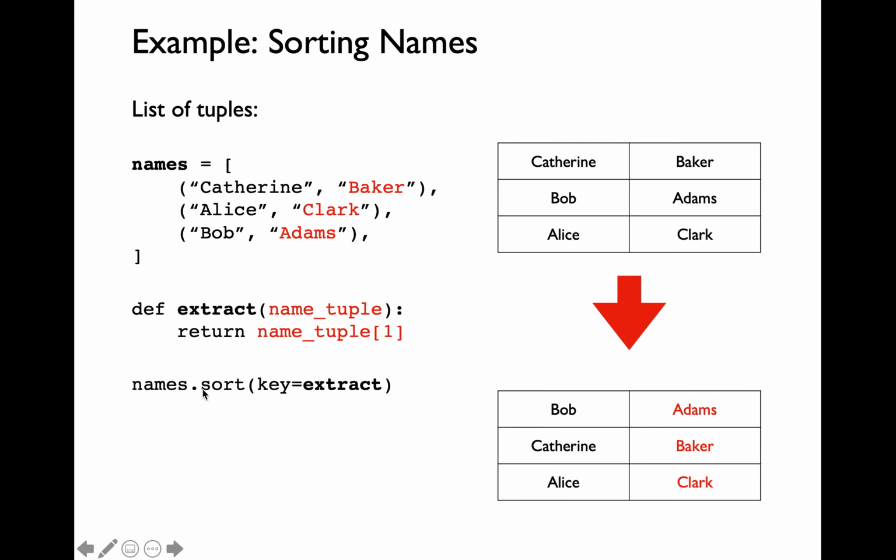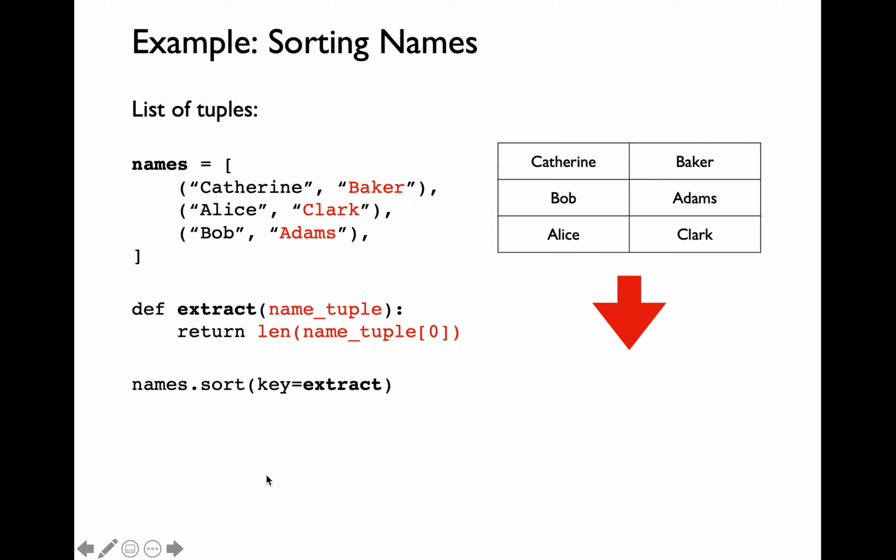What now will happen inside the sort method call is that you're going to order your original list of items based on last name. So you're going to get Bob Adams first, and then you're going to get Catherine Baker, and then finally you're going to get Alice Clark over here.